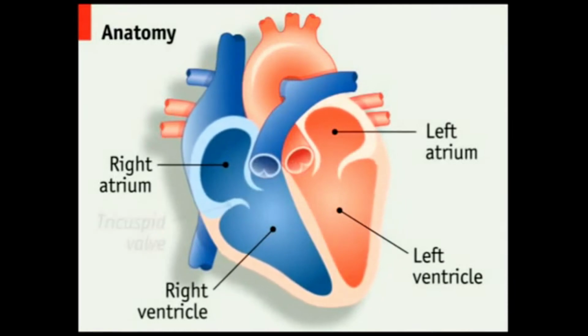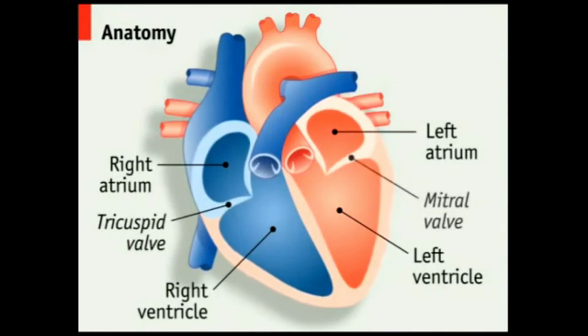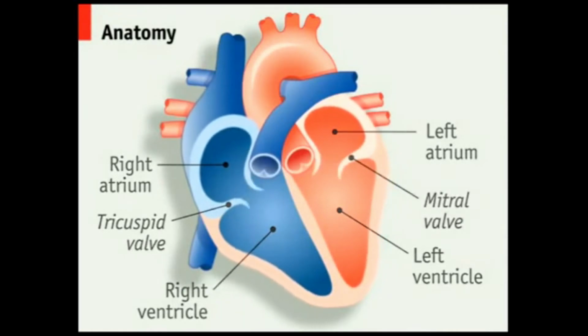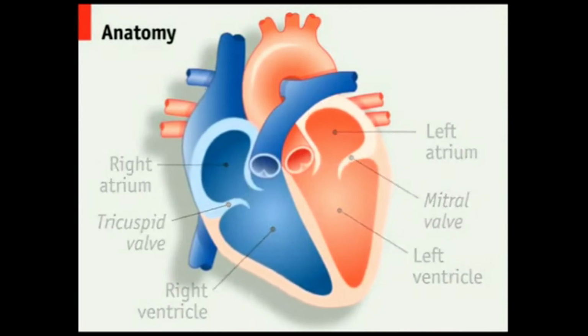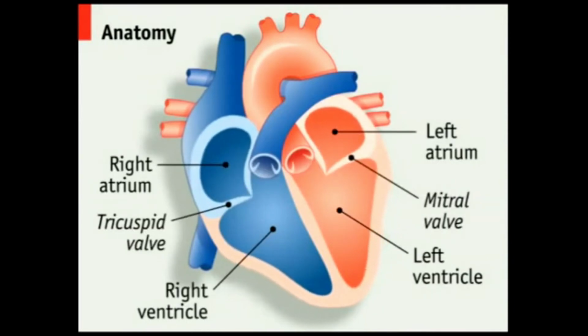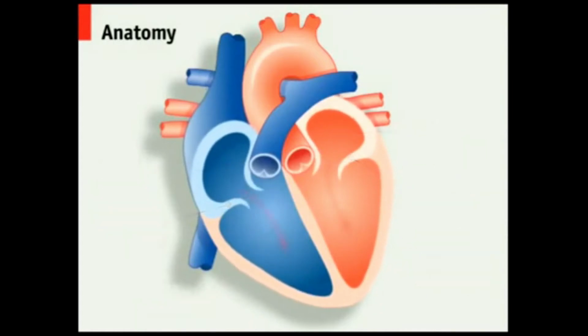Atrium is connected to the ventricle through a unidirectional valve. Right atrium and right ventricle are connected by the tricuspid valve. Left atrium and left ventricle are connected by the bicuspid or mitral valve. Blood is pumped when these chambers contract and relax.